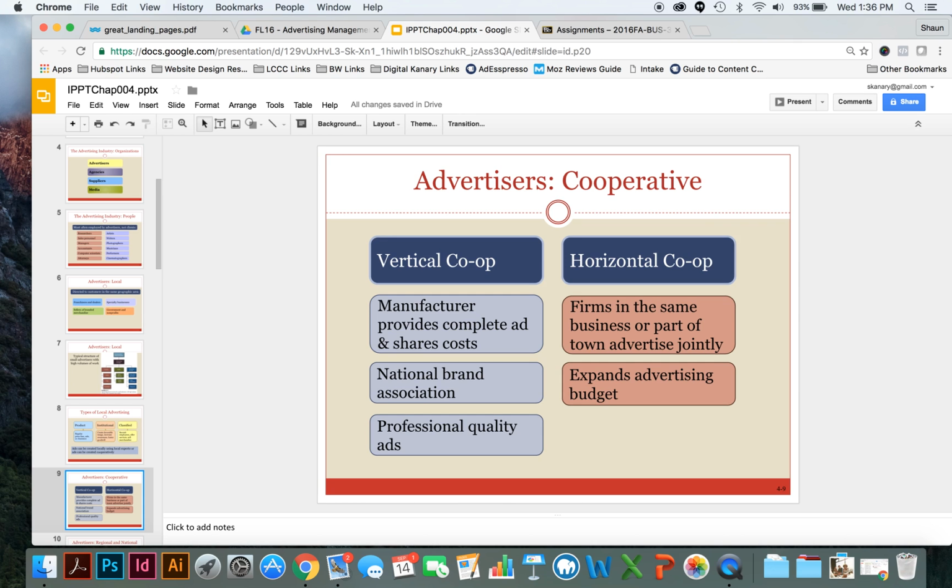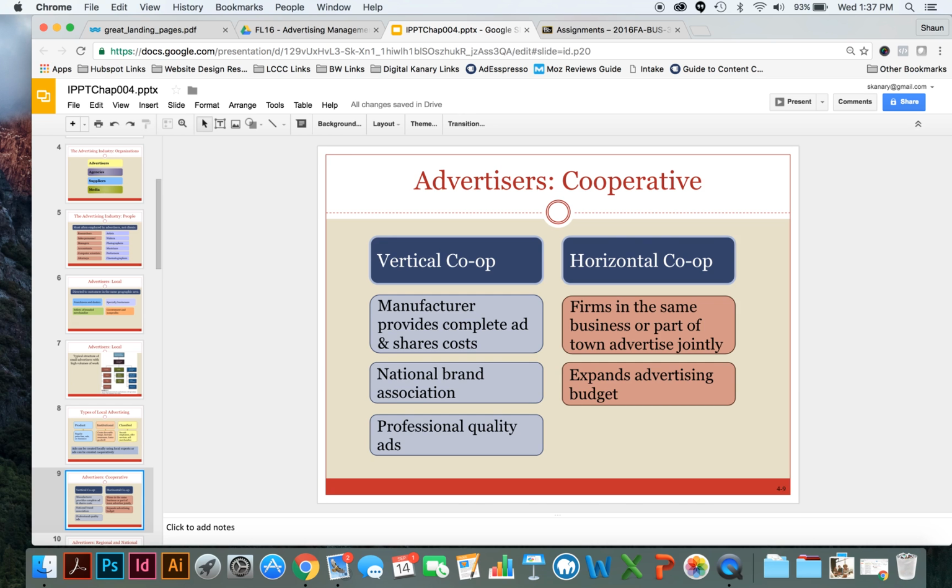A lot of times you'll see these ads, like for instance a car brand. We talked about Tony Robbins and his Mercedes ads and showing the car and everything. And at the very end, it'll say visit your local Mercedes-Benz dealer in North Olmsted. All right, this is a professional quality ad for a local.